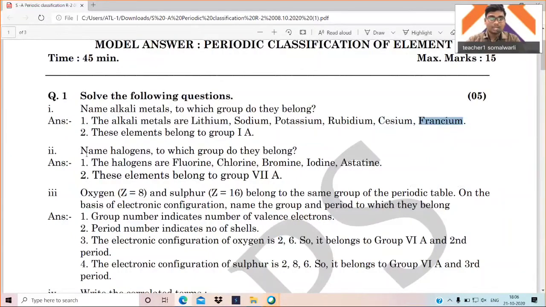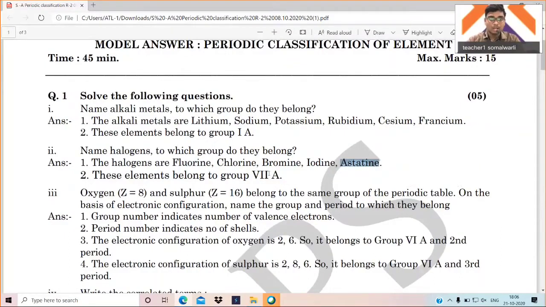Now, name the halogens and the group to which they belong. You have to explain the names of the halogens and which group they belong to. The halogens are fluorine, chlorine, bromine, iodine, and astatine. Astatine is a short-lived radioactive element, so sometimes it may not be considered a group element of the halogen family.